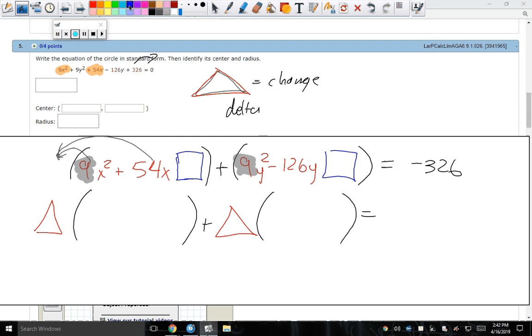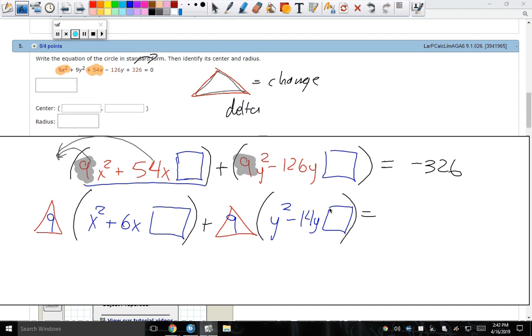let me show you what I'm doing. I pull out a 9. What's left over here? X squared plus 6x. Leave room for the square piece. I pull out a 9. Y squared minus what? You can use your calculator if you need to. What's 126 divided by 9? 14y. Then we have negative 326. And now we're ready to do step 3. Can someone remind me what step 3 is?